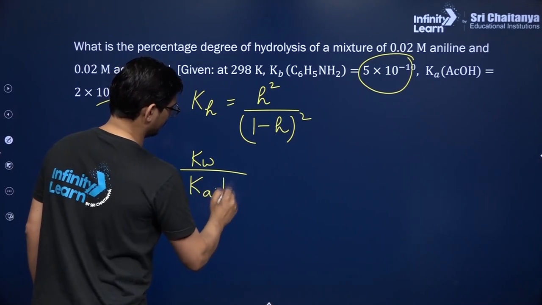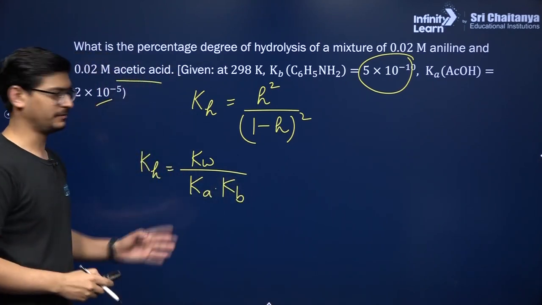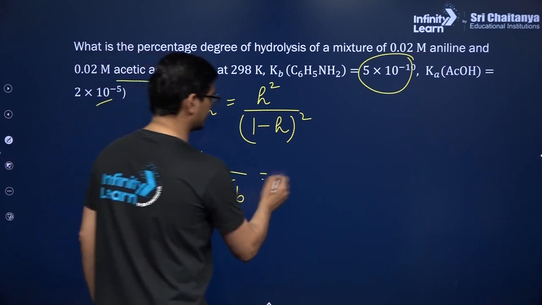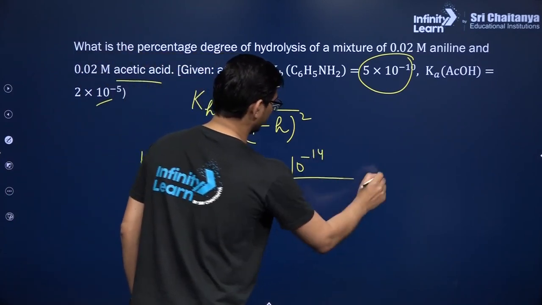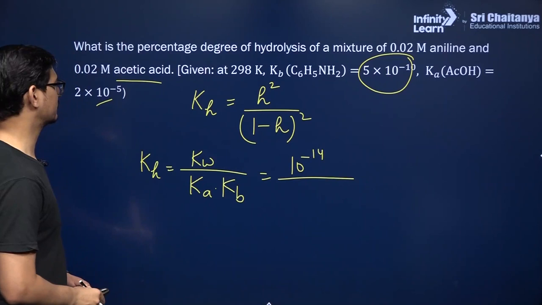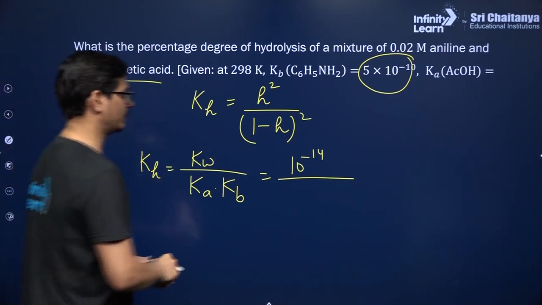Kw divided by the product of Ka and Kb. Kw is the ionic product of water, which is 10 raised to the power minus 14 at room temperature 25 degrees Celsius. Ka is 2 into 10 to the minus 5.